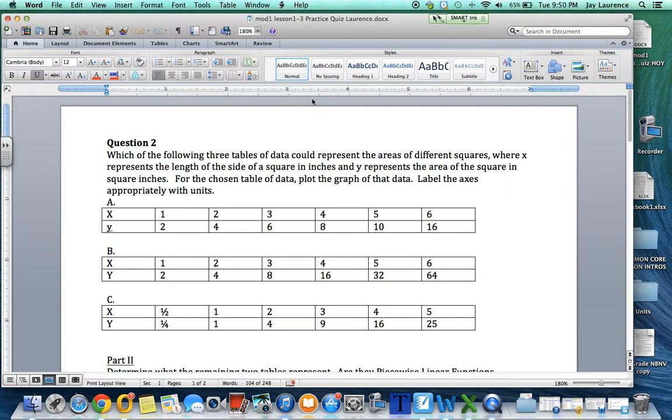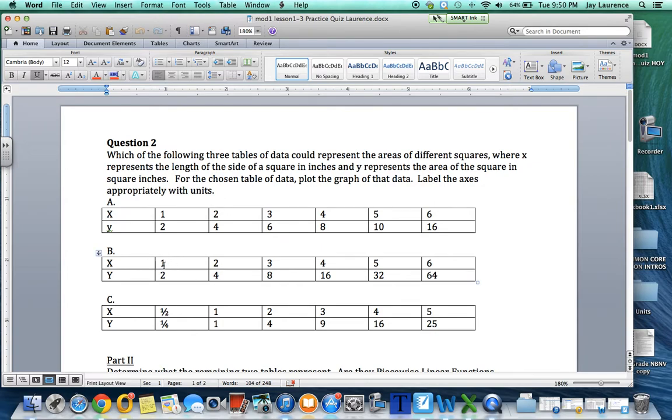Okay, so it says, which of the following three tables of data could represent the areas of different squares, where x represents the length of the side of a square in inches and y represents the area of the square in square inches? Well, first of all, we have to see where the x's are being squared and turned into y's. Okay, now if I square 1, do I get 2? Of course not. 1 squared is not 2. 2 squared is 4, but 3 squared isn't 6, 4 squared isn't 8. This can't be it. It's not A.